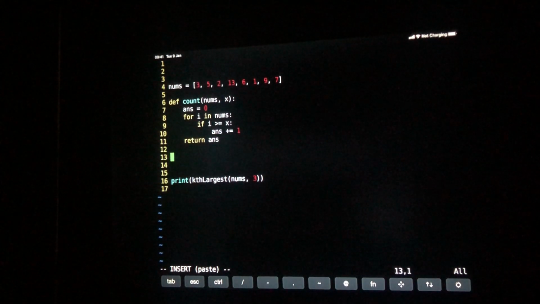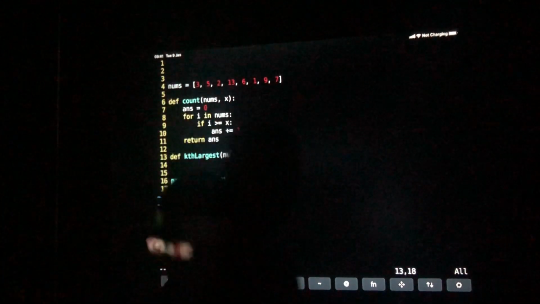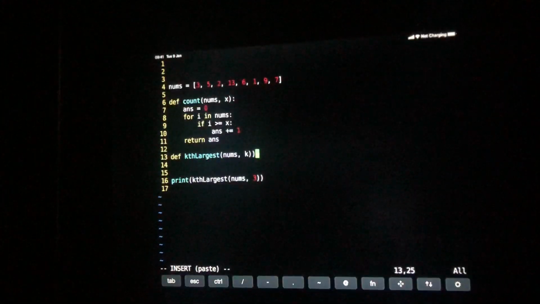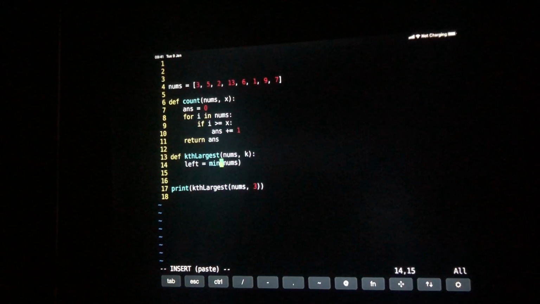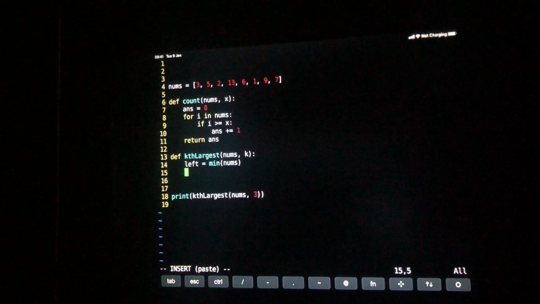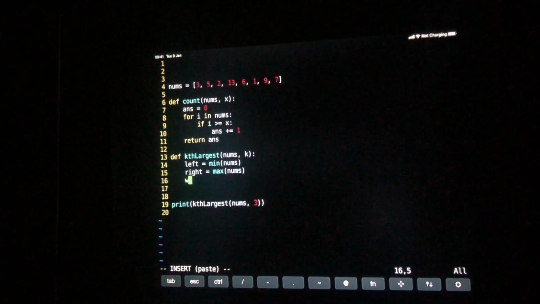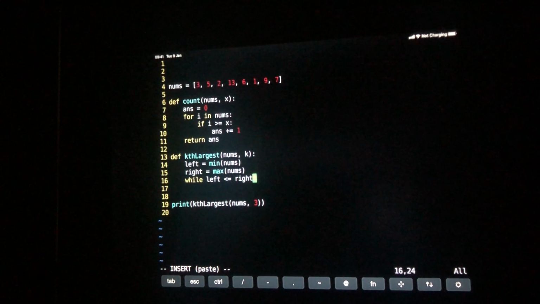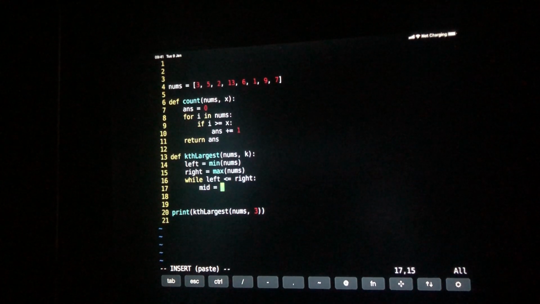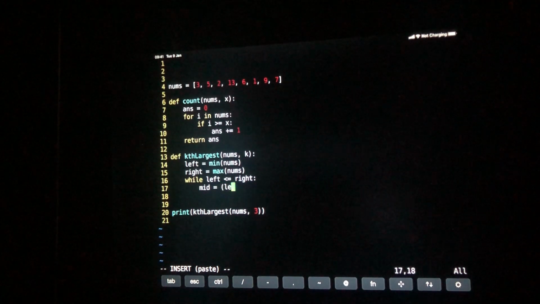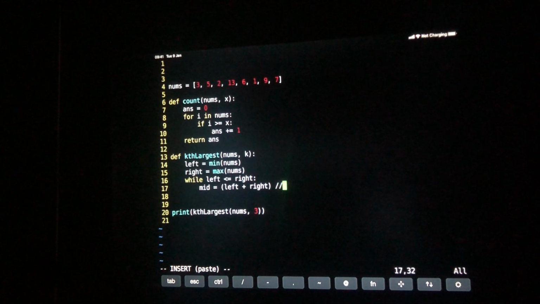And now let's do the binary search. Binary search, kth largest, nums, k. Then left equals min of nums, getting the smallest of these numbers, which is 1. Right equals max of nums, which will be 13. While left is smaller than right, when the boundaries are not meeting each other, and mid equals what? Mid equals left plus right, divided by 2.